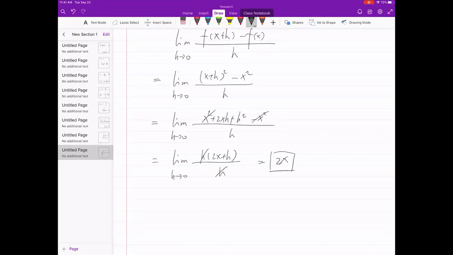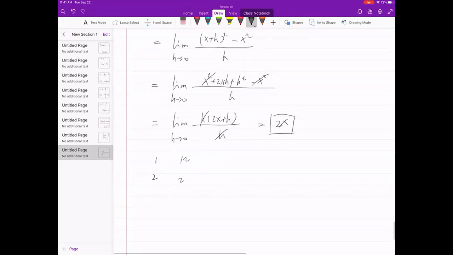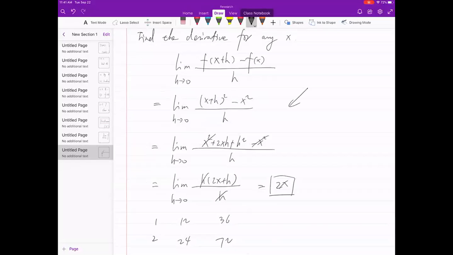What's the changing rate at 1? That's going to be 2. What's the changing rate at 12? That's going to be 24. What's the changing rate of x squared at 36? That's going to be 72. You can just keep going. And you don't have to do this again, and again. Instead, you just do it for once. And then you plug in different numbers.